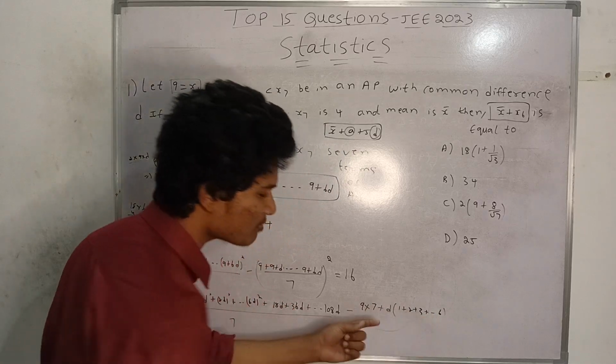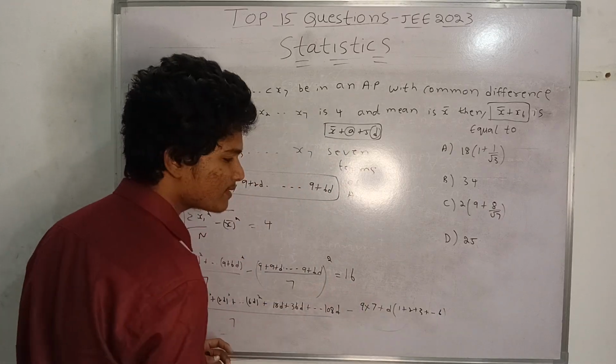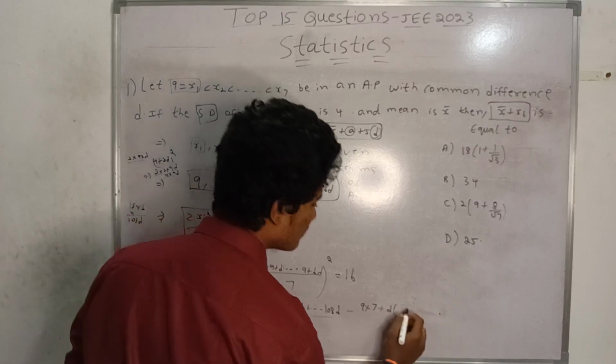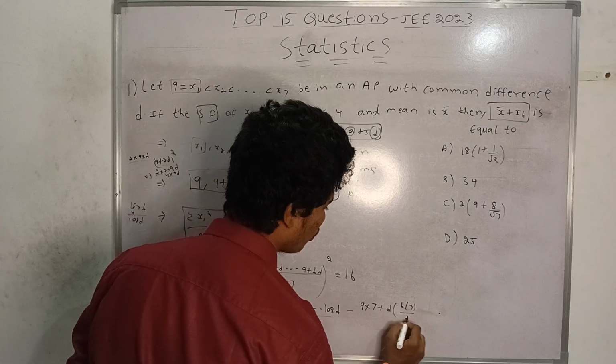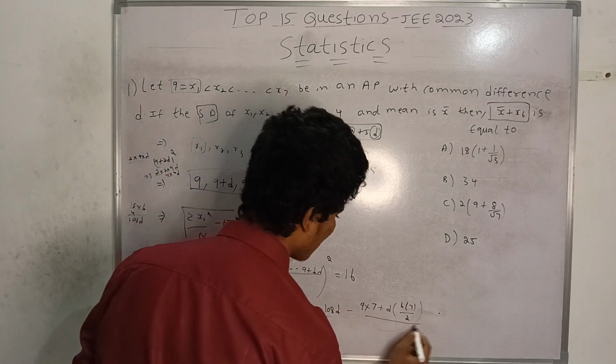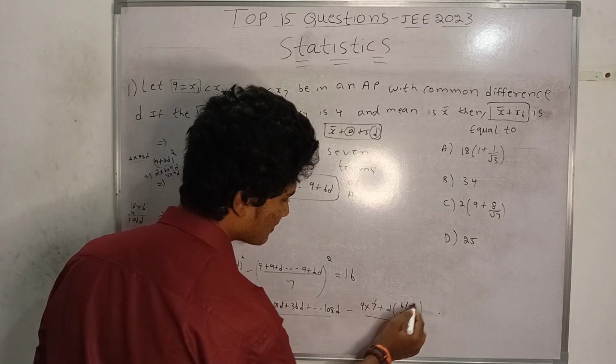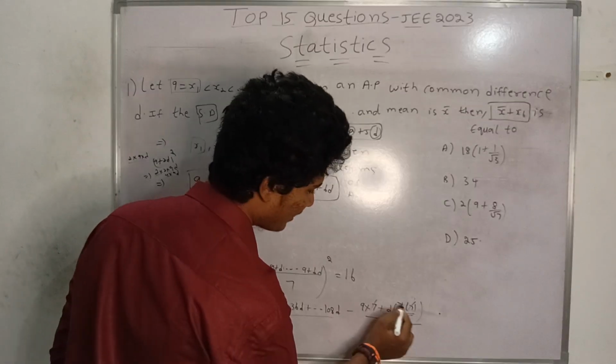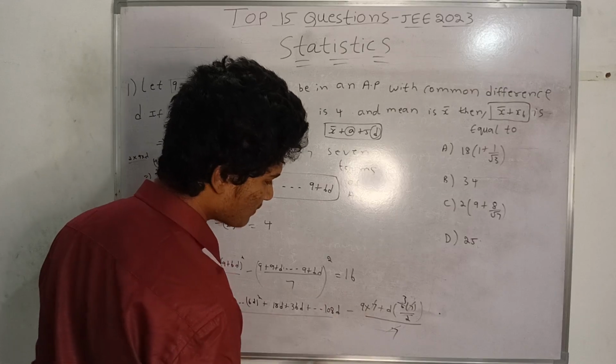So what is the formula for the sum of natural numbers from 1 to 6? It is 6 into 7 divided by 2, here divided by 7. So the 7s can be cancelled here, and here it is 3. So finally, what is becoming here?